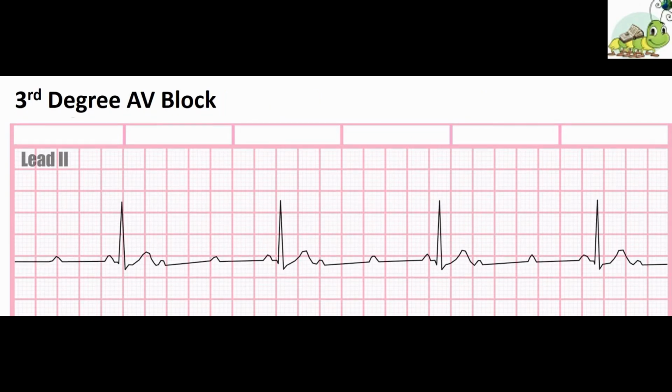Number 3, the third degree heart block. Conduction through the AV node does not occur at all. Ventricular contraction occurs independent of stimulation from the AV node. However, the rate is very slow, 30 to 40 times per minute, because it is determined by the rate of bundle of His fibers discharge.